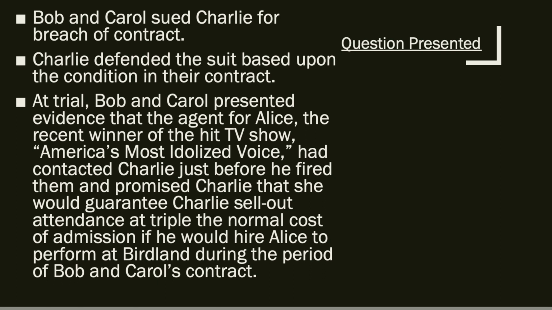The fact that Charlie might have actually, in truth, been satisfied, but really just wanted to make more money by hiring Alice, and so he was going to throw Bob and Carol under the bus. That's an important fact that we'll have to attend to because it gets to whether or not Charlie acted in good faith when he terminated the contract.